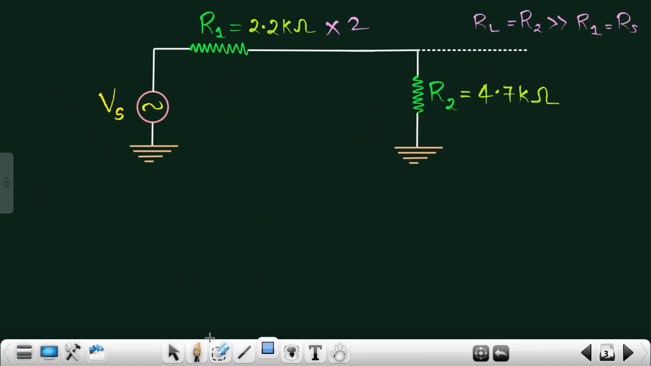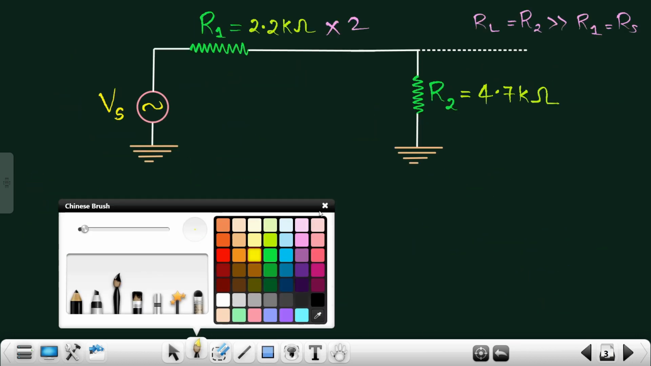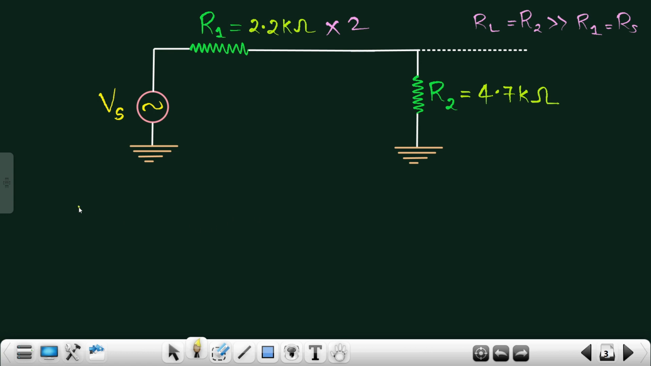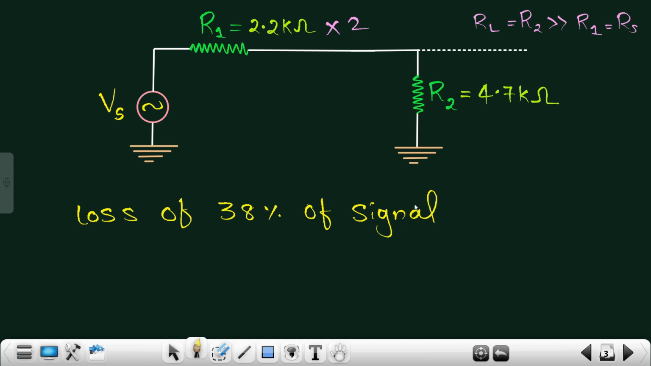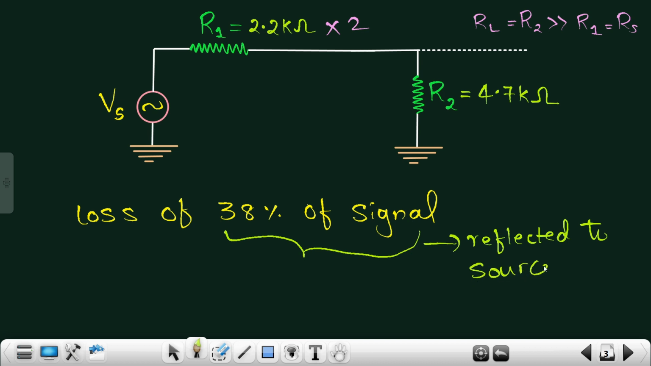Let me just write over here: loss of 32% of the signal. Or rather, 32% of the signal is getting reflected back to the source. I can also write it in this way. So this particular 32% of the signal is getting reflected to the source once again. That means we are just getting around 68 to 70% of the signal to the amplifier side, right?